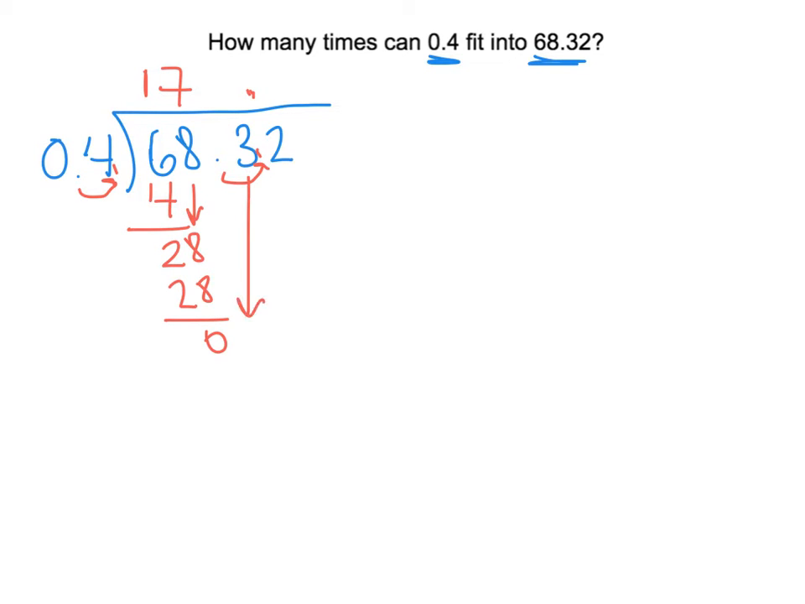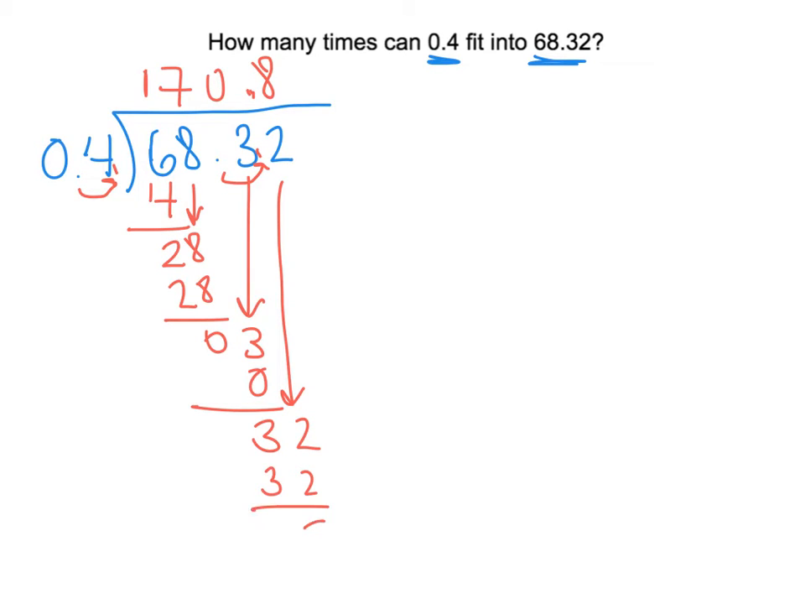If I bring down 3, well, 4 doesn't go into 3 at all, so that's a 0. 0 times 4 is 0. With 3 left over, I bring down the 2. 4 goes into 32 8 times. I've got 8 times 4 is 32, and that's it. So my answer then becomes 170 and 8/10.